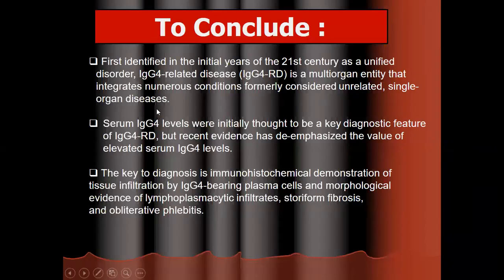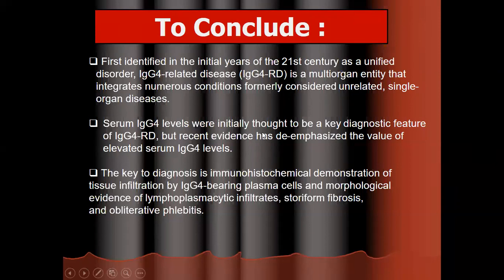To conclude, first identified in the initial years of the 21st century as a unified disorder, IgG4 related disease is a multi-organ entity that integrates numerous conditions formerly considered unrelated single organ disease. يعني أجزاء كبيرة من هذا المرض كانت معروفة، بس كنا بنعتبرها كل واحد مرض لحاله، زي الريديوثايرودايتس، زي الميكوليكس سيندروم، زي الكاتنر سيندروم. دلوقتي بقوا one disease.